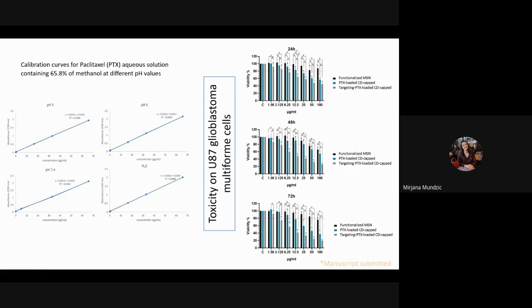So the results are not actually the same, especially after 48 hours. But the thing is that the loading capacity of paclitaxel in the non-targeting material is actually much lower than the capacity of this one with the targeting molecule. So we can ascribe this lower viability of the cells maybe to the characteristic that there is more anti-cancer drug loaded in this gray material.